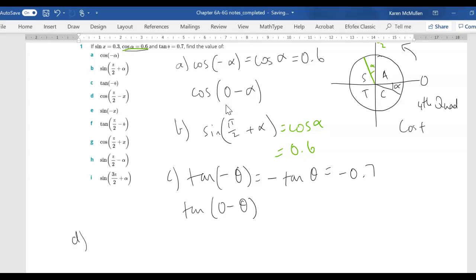Question D, we've got cos pi on 2 minus x.